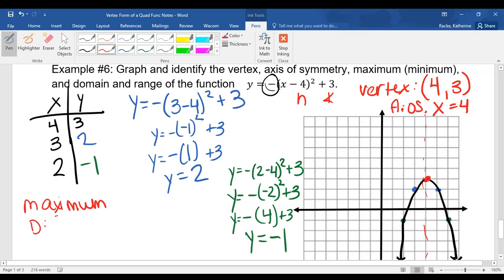Domain, negative infinity to infinity, and range, okay? It's negative, so a is less than 0, which means it opens down, so it's going to be negative infinity to our k value, which is 3, bracket, okay? It goes from negative infinity, coming from the bottom, all the way to the 3, and it doesn't go any higher than that 3 on the y-axis. That's how you use vertex form of quadratic functions.